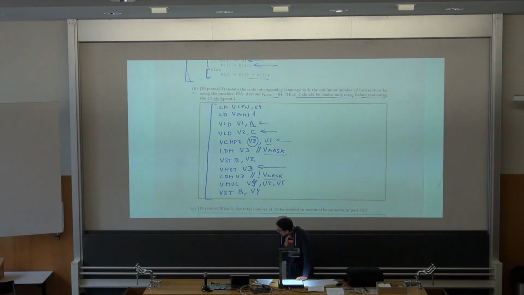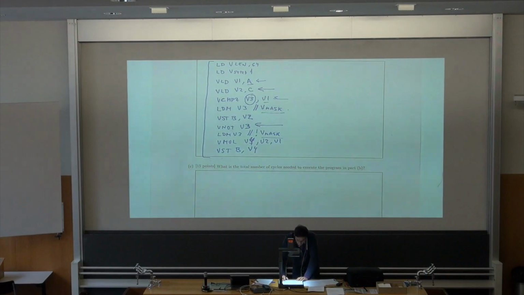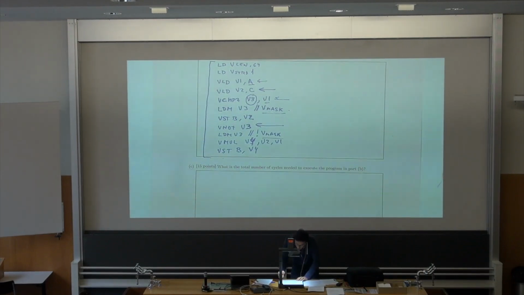in part C, what we're going to do is calculate the total number of cycles needed to execute this program. The vector processor that we are considering, as defined for this first part of the question, has no chaining and only one memory port.